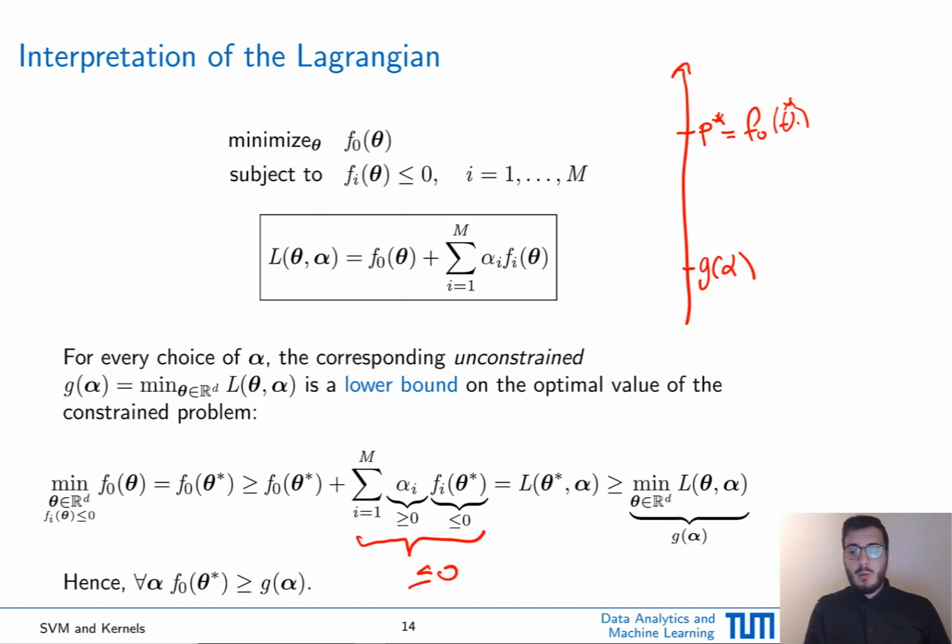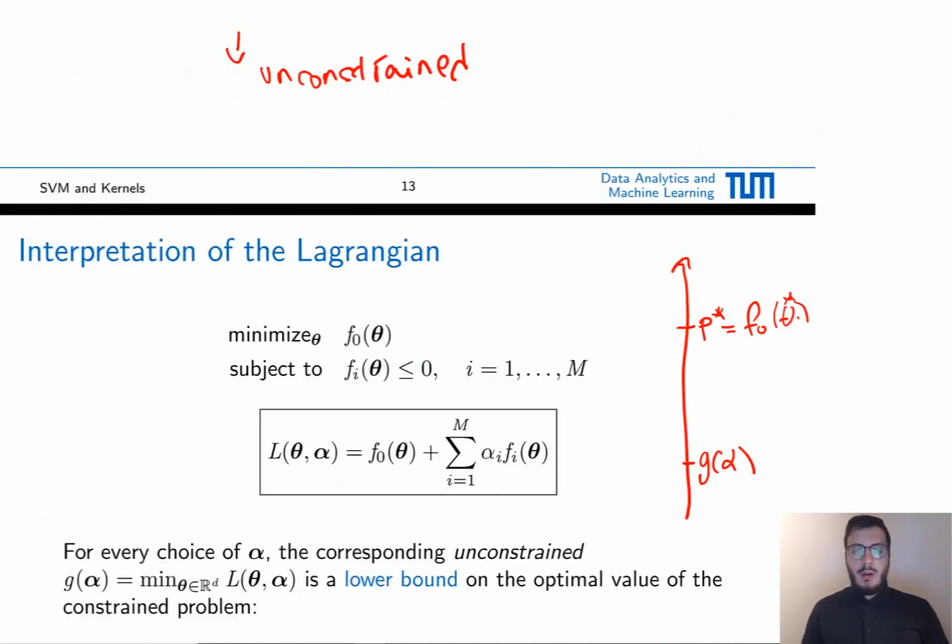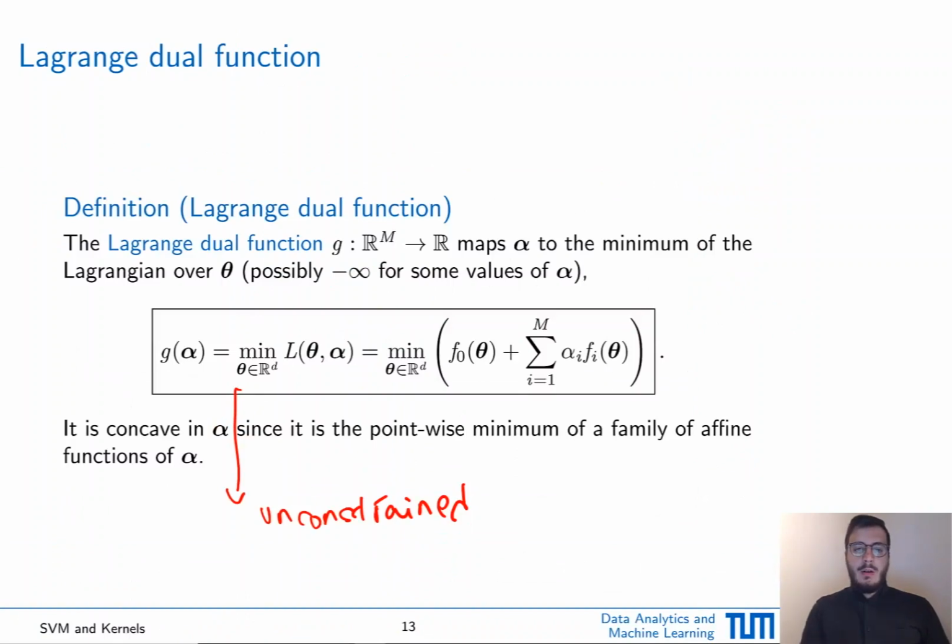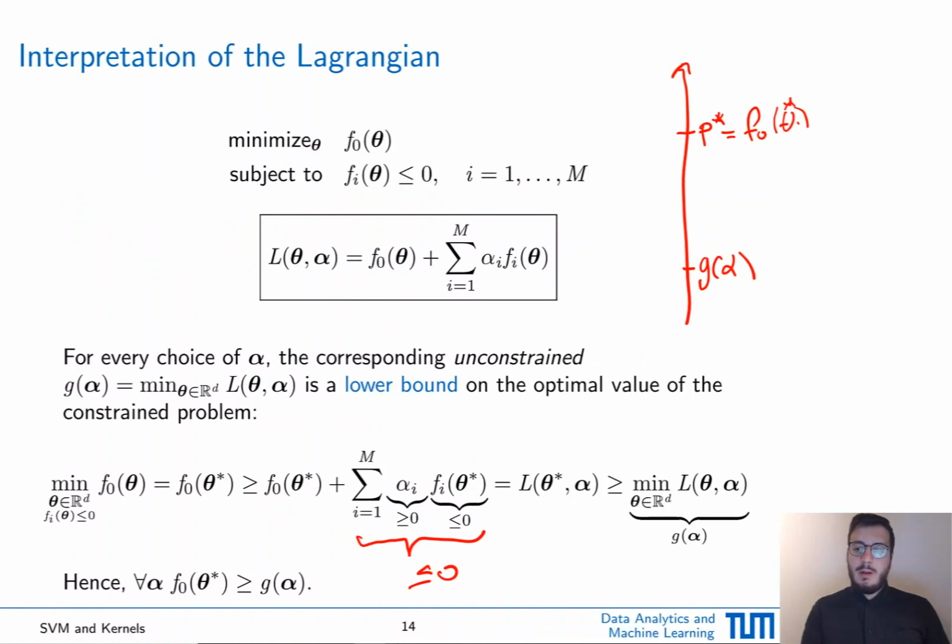Now, if in addition to this we allow theta to vary completely freely, instead of just using the particular theta star here, if we just minimize over theta, this value can only get smaller. And this was exactly the definition of our Lagrangian dual function g of alpha. So we noted this also on the previous slide. Note that the value of g of alpha can also be potentially minus infinity. So there could be some g of alpha down below for some other alpha where we get minus infinity.